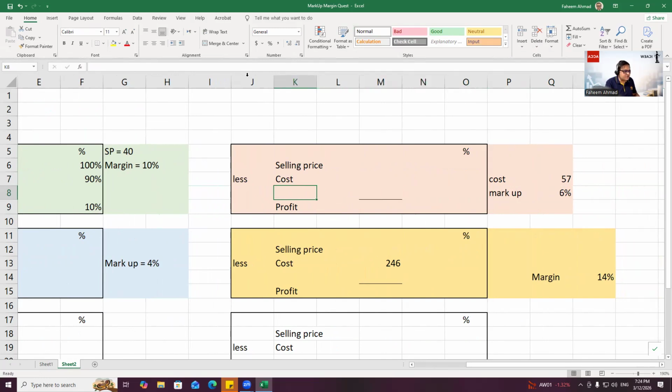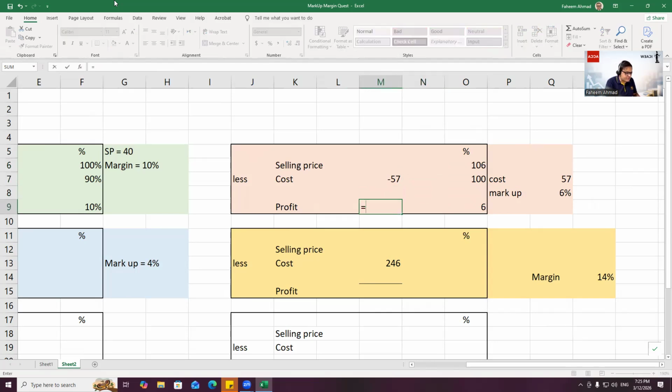So you can see here cost is 57. Here they have used the word markup. Wherever you see the word markup, you must put cost as 100%. Cost is 100%, profit is 6%. That means selling price should be representative of 106%.